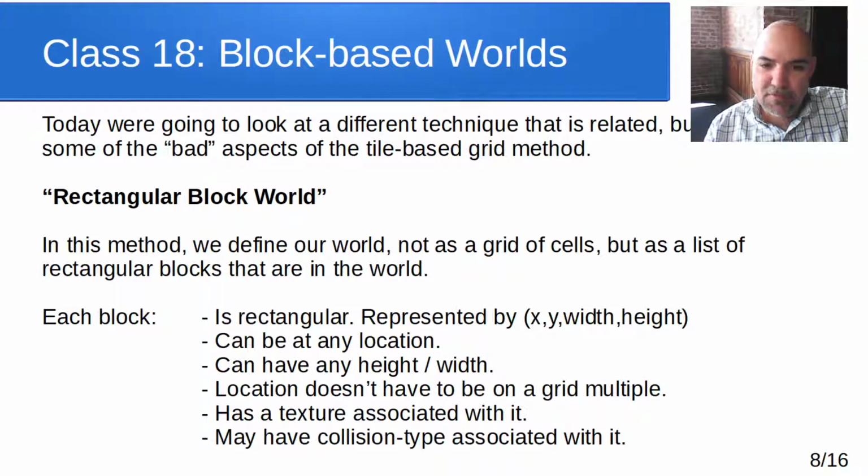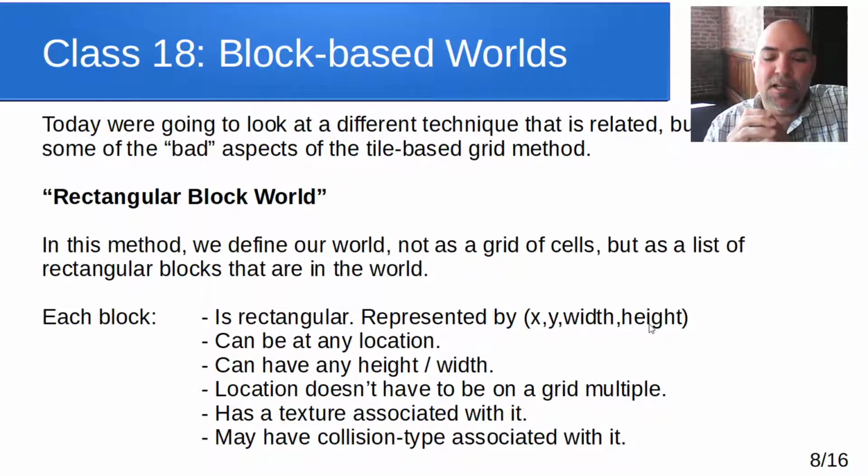In this method, we're going to define our world not as a grid of cells that are either filled in with one texture or another, but we're going to store it as a list of rectangular blocks that make up the world. And each of those blocks is rectangular, meaning it has an x, a y, a width, and a height. But notice that unlike with tiles, the width and the heights can vary. They can be different for each of the blocks.